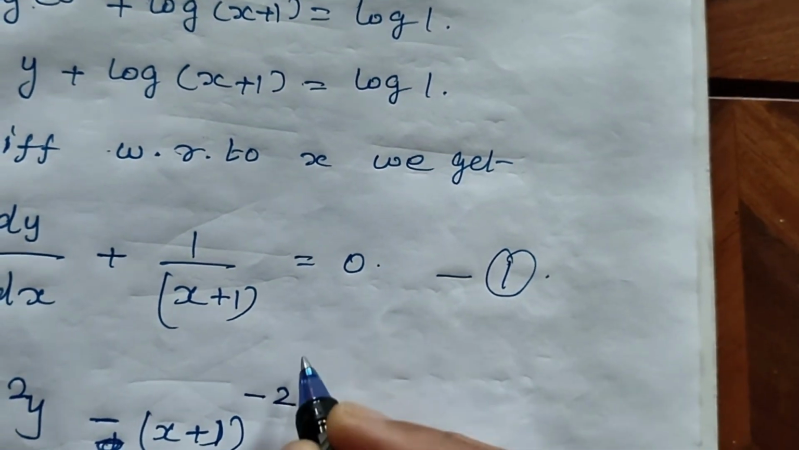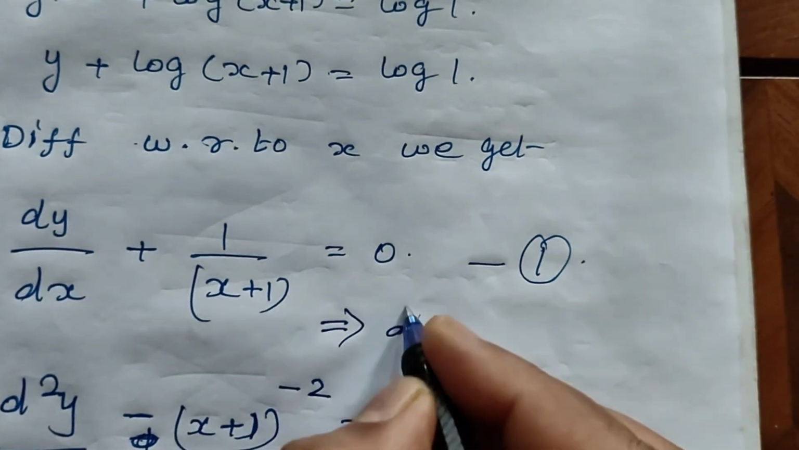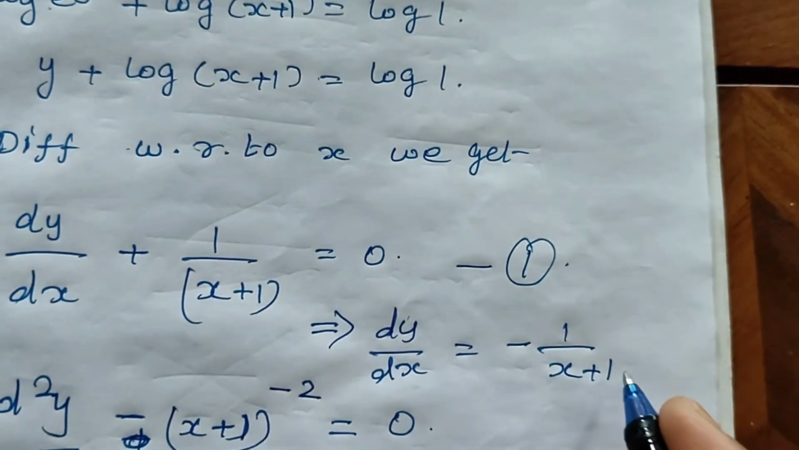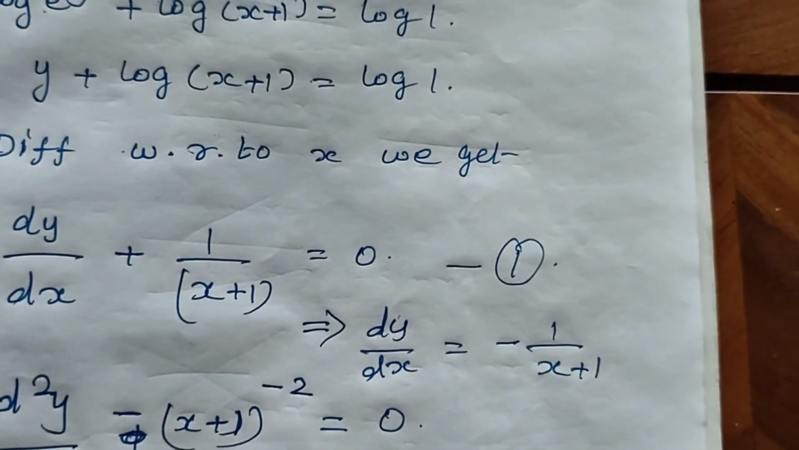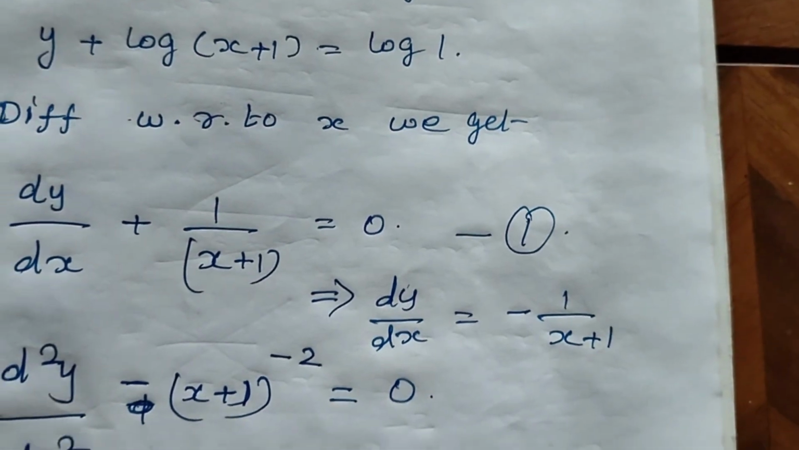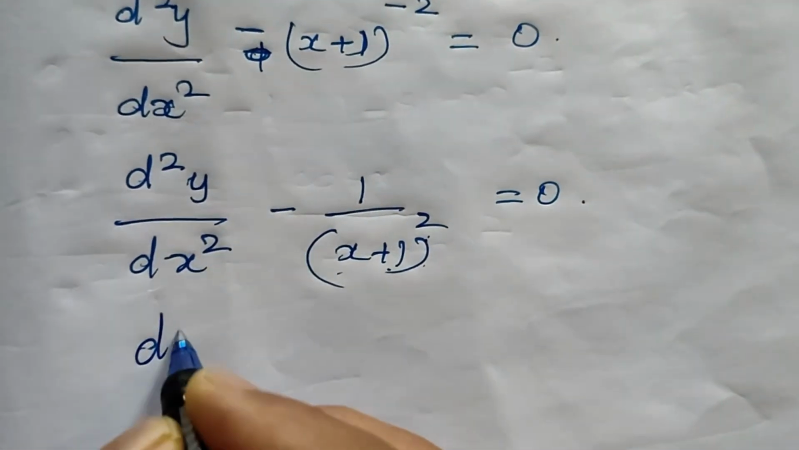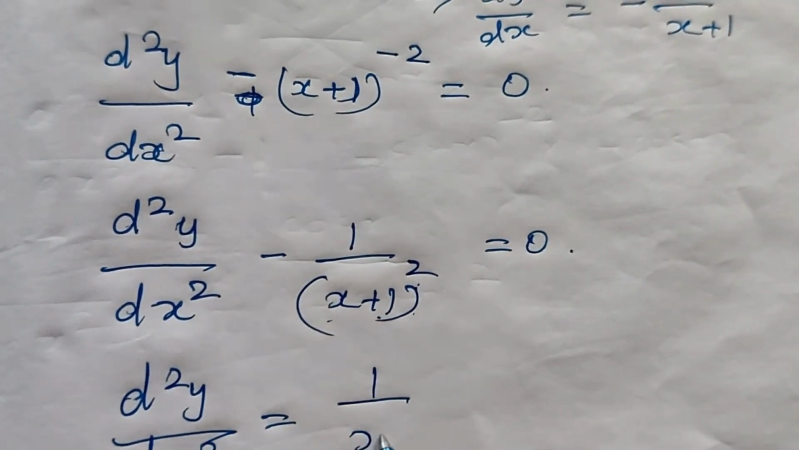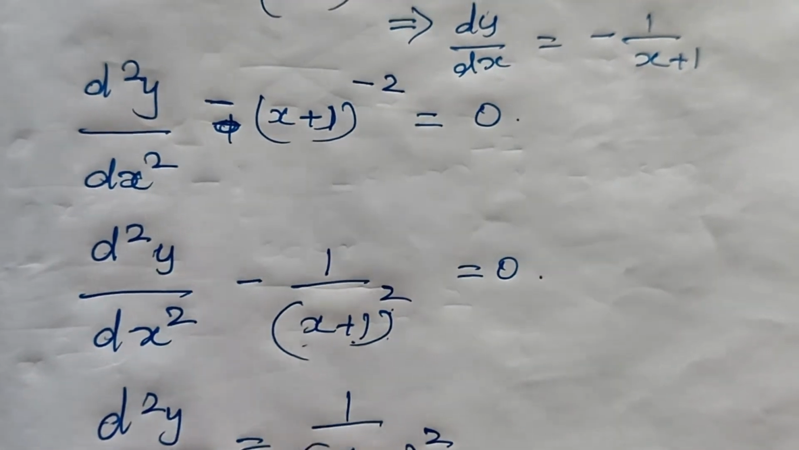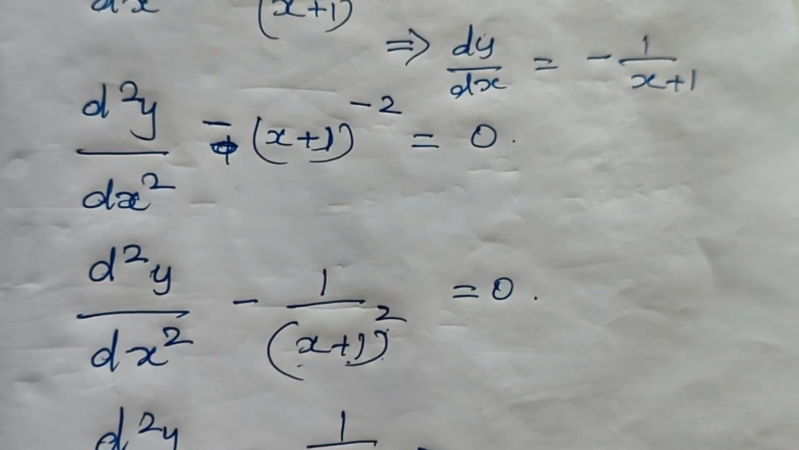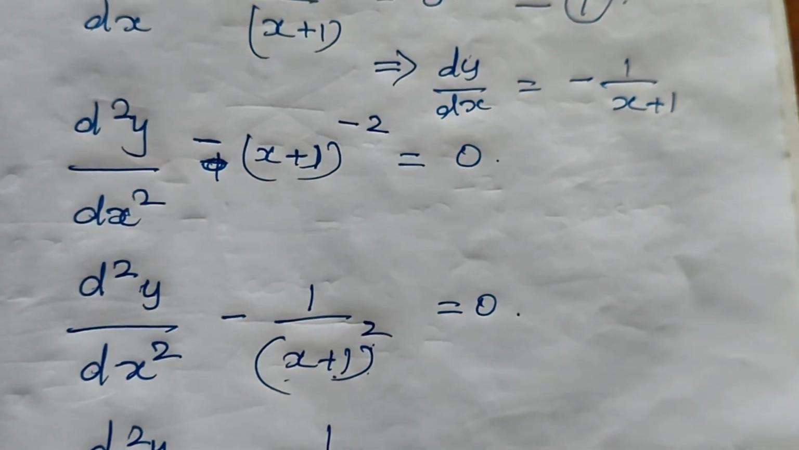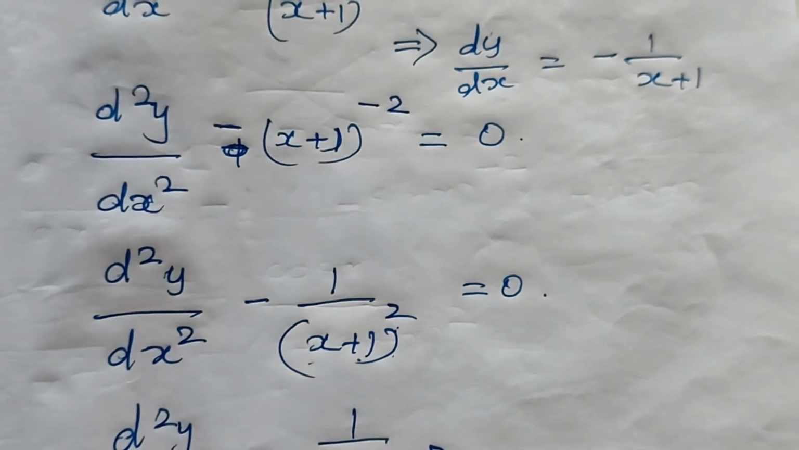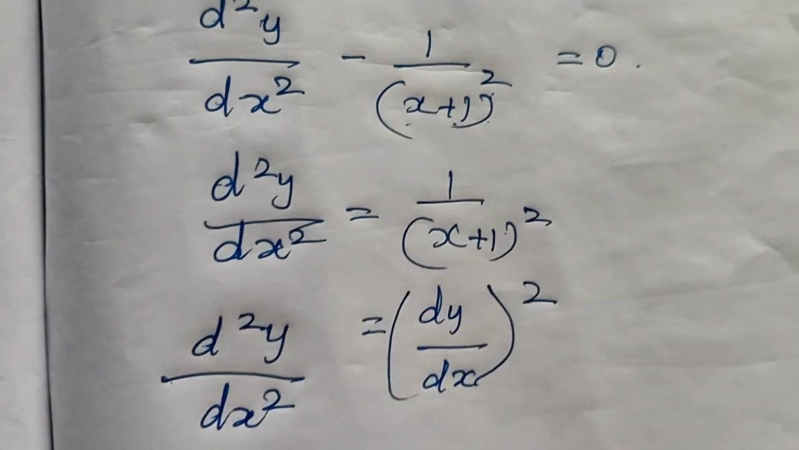Now from this, that is from 1, what you get is dy by dx equal to minus 1 by x plus 1. Here it is minus 1 by x plus 1 the whole square. Therefore here you have to bring this one to the next side. D square y by dx square equal to 1 by x plus 1 the whole square. Therefore this one equal to dy by dx the whole square. So d square y by dx square equal to dy by dx the whole square.